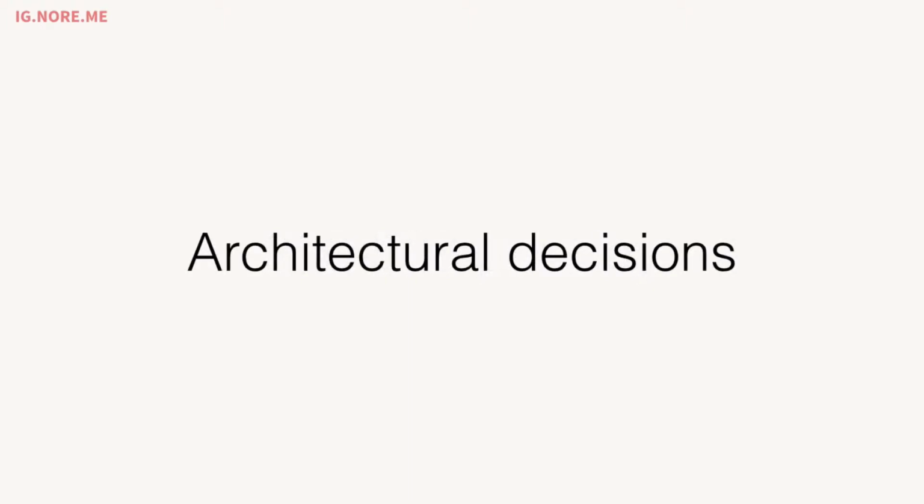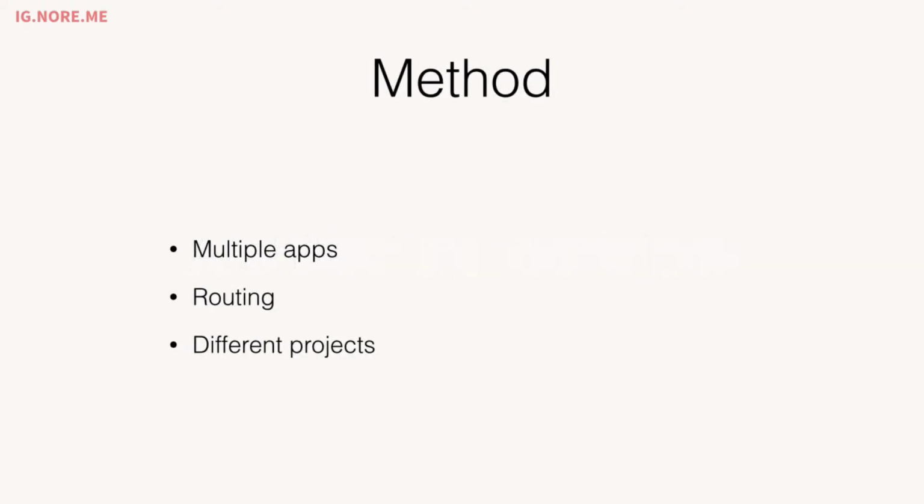Now, when we were asked to do a redevelopment for this site, we had to make architectural decisions. The first of these, of course, was which method will be used. We wanted to build it as an n-tier application, as well as using Symfony for this. So what we eventually came down to was a combination of routing and different projects, where we left the CMS and API in a single project with the web interface in a different project.